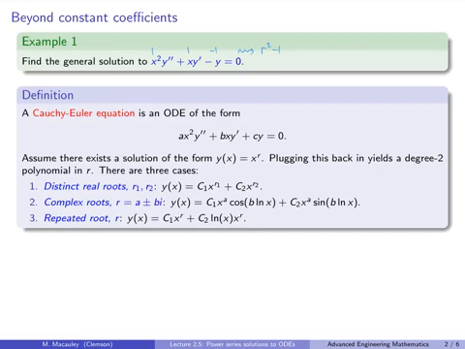So it's not quite as simple. You have to be a little bit careful, but it's also not hard. You just plug it back in. But as before, there are 3 cases. Distinct real roots. This is like what we did in example 1. Suppose those roots are r1 and r2.